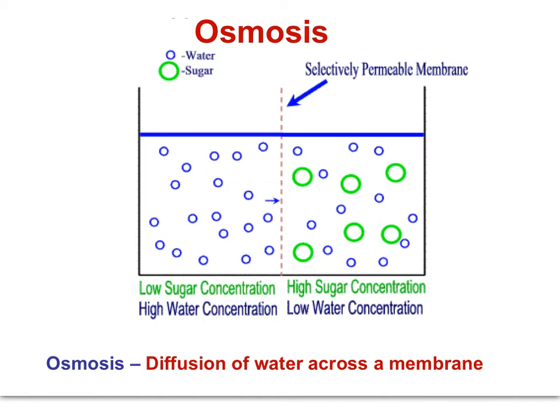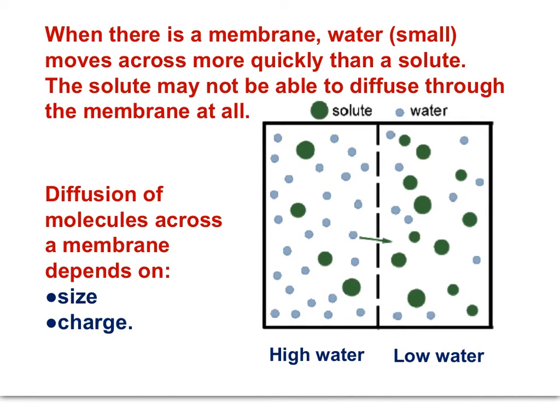The sugar is the solute, while the water is the solvent. So another approach to the language when describing osmosis would be to say that water diffuses from low solute concentration to high solute concentration. When there is a membrane, water, the small particles here, move across the membrane more quickly than a solute. The solute may not be able to diffuse through the membrane at all because of size or charge. Osmosis occurs from regions of low solute, left in this image, to high solute, right in this image.